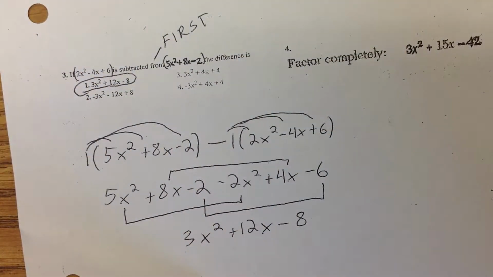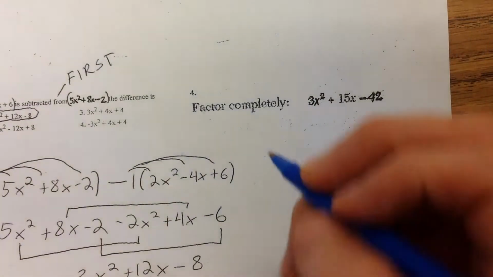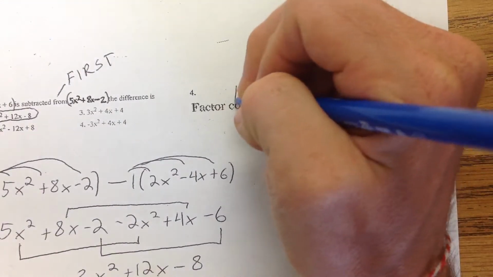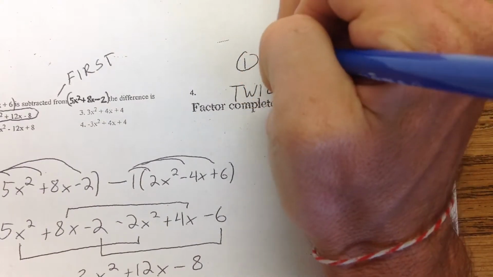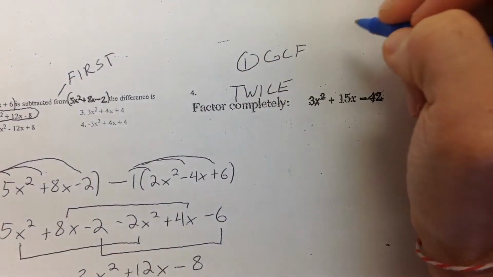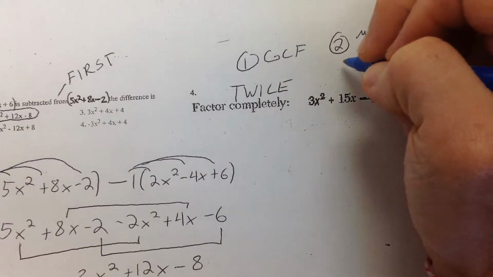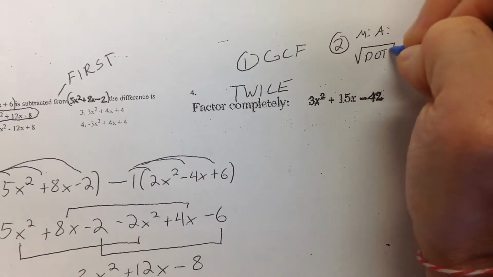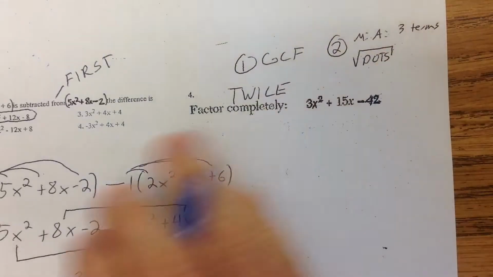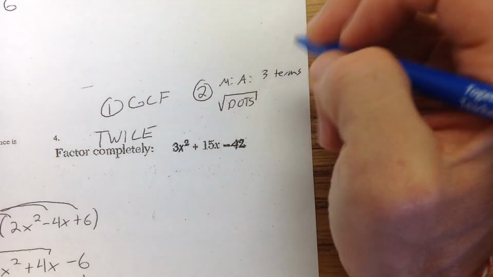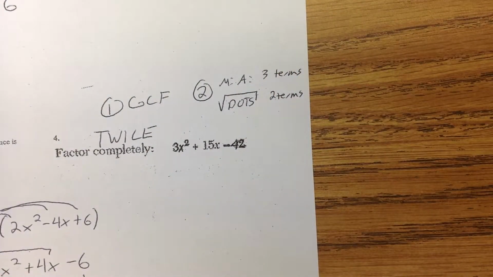Okay, so that's all the adding and subtracting stuff. Now let's take a look at some of the factoring stuff. Number 4 says factor completely, which we learned means to factor twice. The first step is going to be to take out a GCF, and the second step is going to be to do either multiply and add or dots. Multiply and add is for when there are 3 terms. Dots is for when there are only 2 terms. So depending on which situation you have is going to dictate what you have to do.